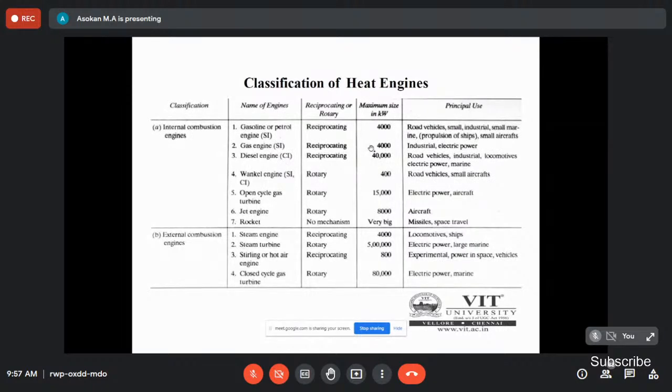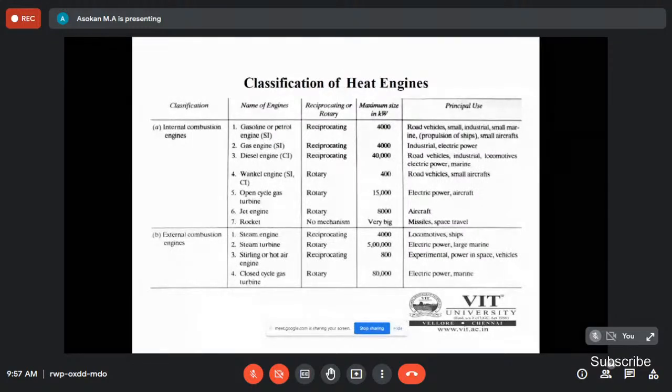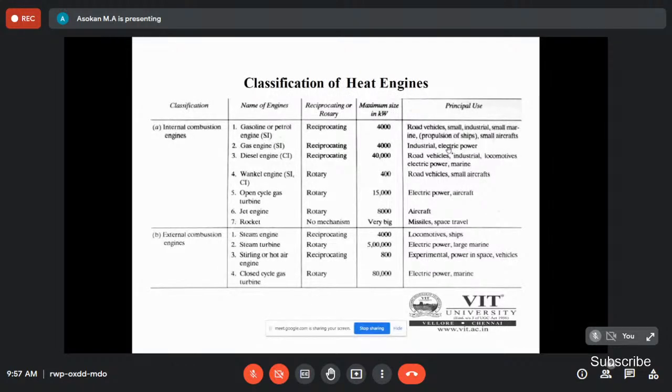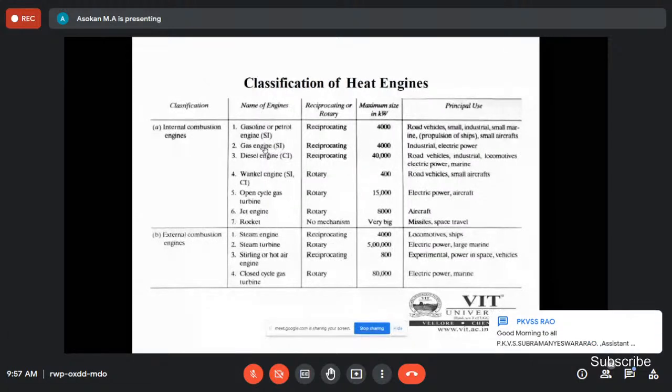The first is the gasoline or petrol engine. It is the reciprocating type, and the maximum size is 4,000 kilowatt. What is the purpose of this IC engine? Road vehicles, small industrial purposes, small marine propulsion of ships, and small aircraft. If you are using gas, the same capacity of engine is used for industrial purposes and electrical power generation.